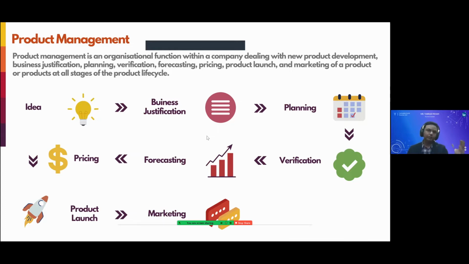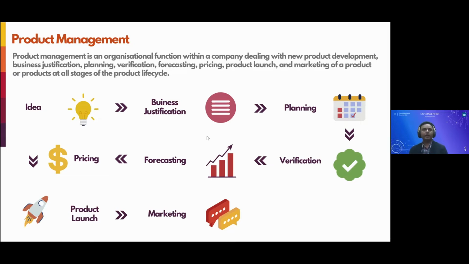And then you will do the rest of the steps of product management, like forecasting. You will do the market research and come up with the pricing strategy as well. And then finally, you would launch a minimum viable product that can sell into the market. And then you will go ahead and do the marketing as well. So that is all part of the product development life cycle.